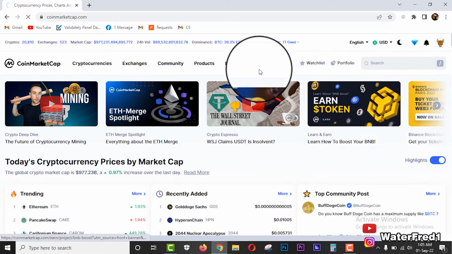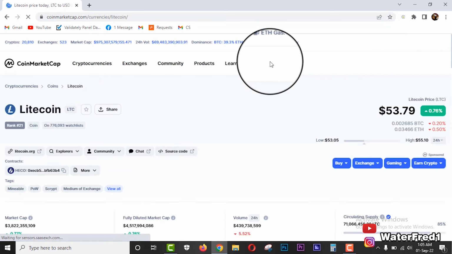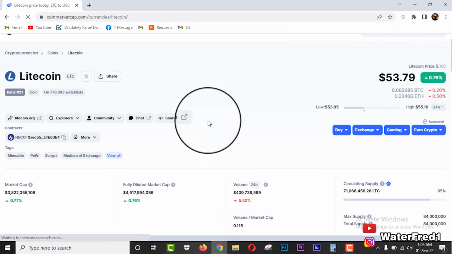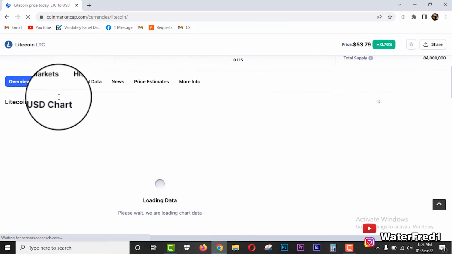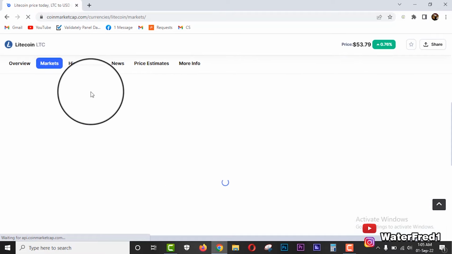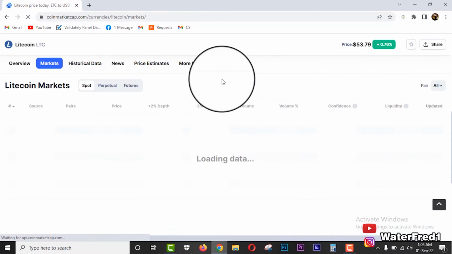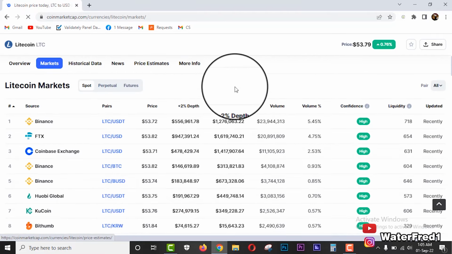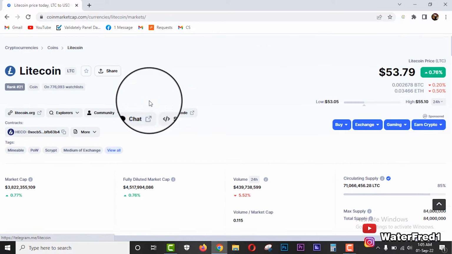and then I click on Litecoin, and then it loads up. Once it loads up, just scroll down and then click on market. I recommend you log on to CoinMarketCap from a laptop or a PC, because on the phone you're not going to get all the details very well.